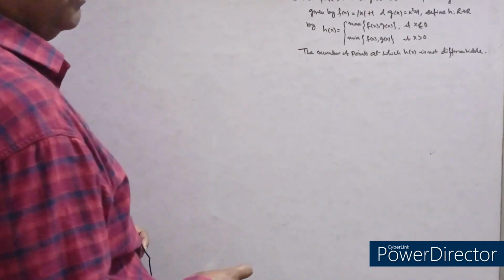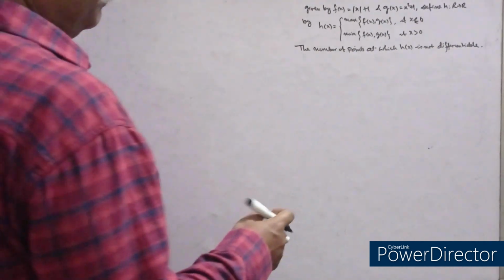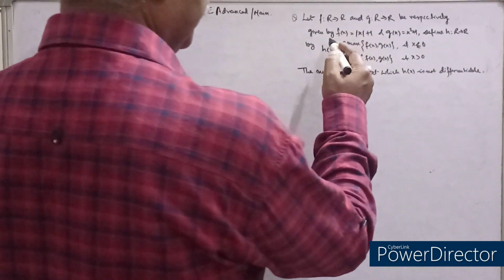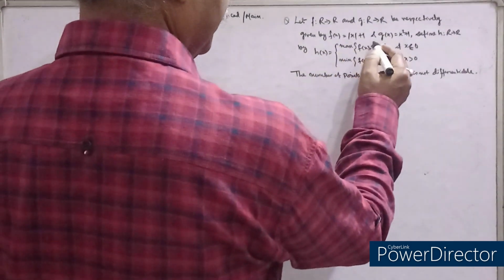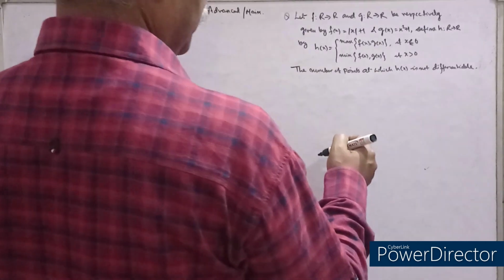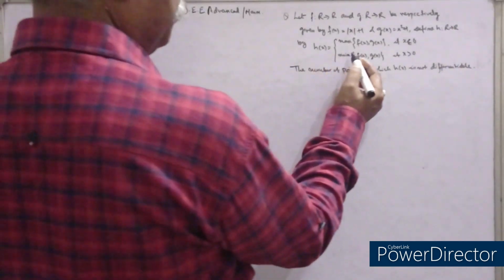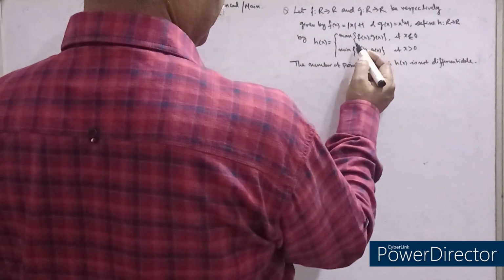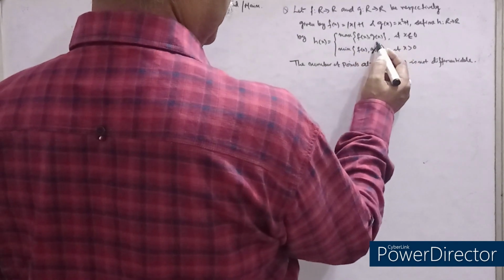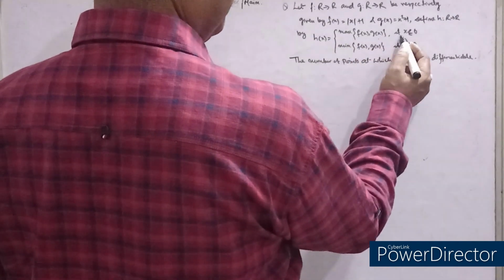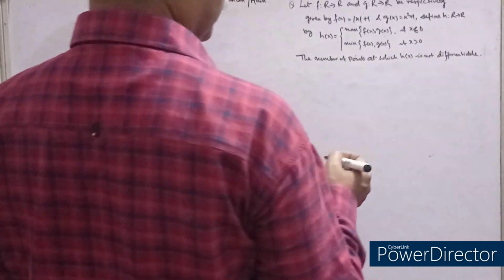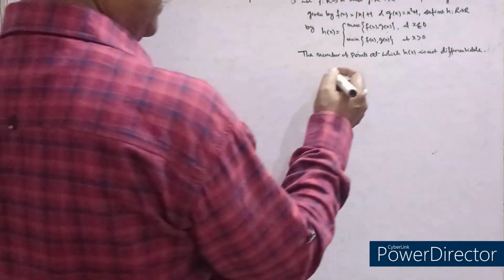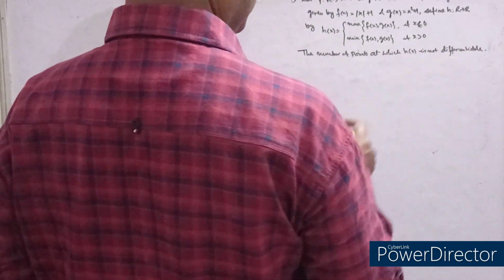Now my next question is: f from R to R, f(x) is a function, and g(x) is a function, and h(x) is the function in which both these functions are included. Maximum of f(x) and g(x) if x is less than 0, minimum of these two if x is greater than 0. We have to find the number of points at which h(x) is not differentiable.